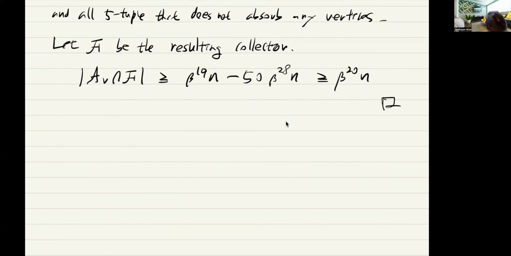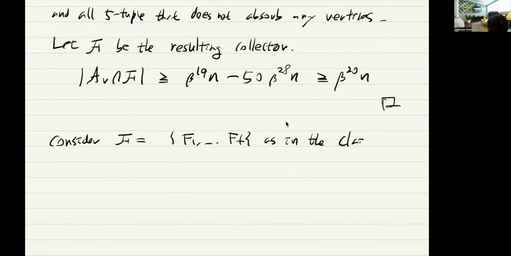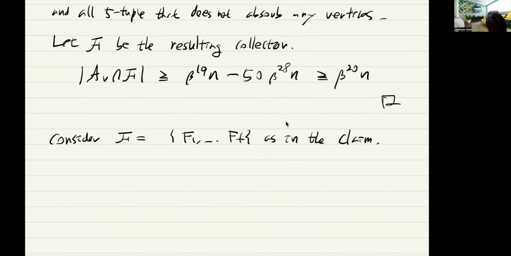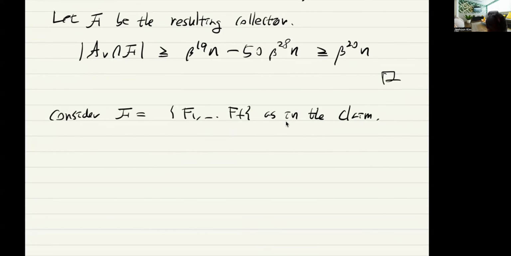So now we consider this F, which is F1 to Ft as in the claim. And each F_i has a, b, x, c, d.